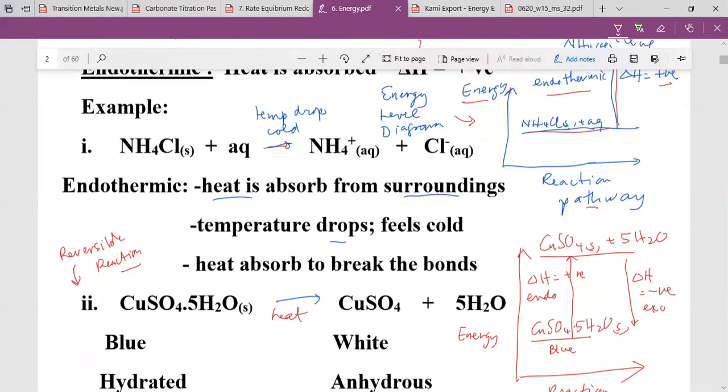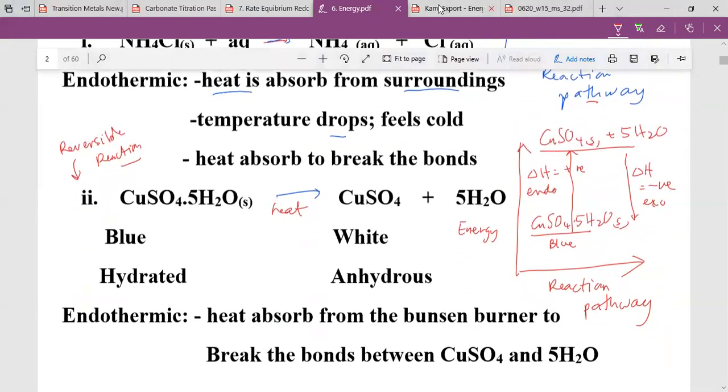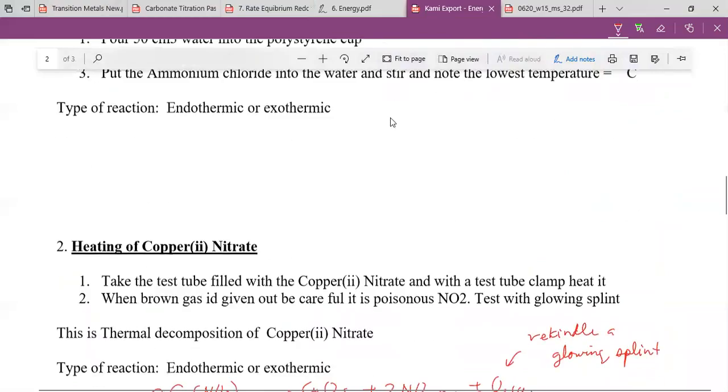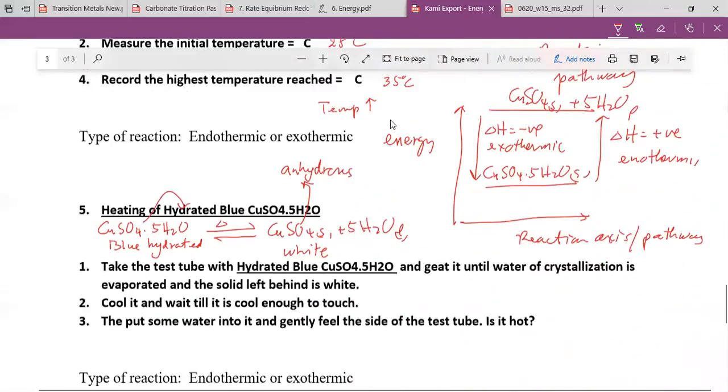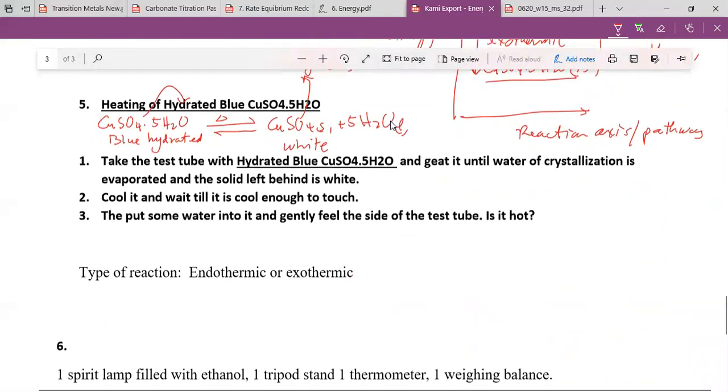This, of course, is your copper sulfate. Remember, you did it here. Copper sulfate, or copper nitrate is the same. You put a test tube of copper sulfate. Blue means hydrated, it has water of crystallization. And you heat until all the water of crystallization has come out. So your system here is absorbing heat. That means it is endothermic, because it absorbs heat.